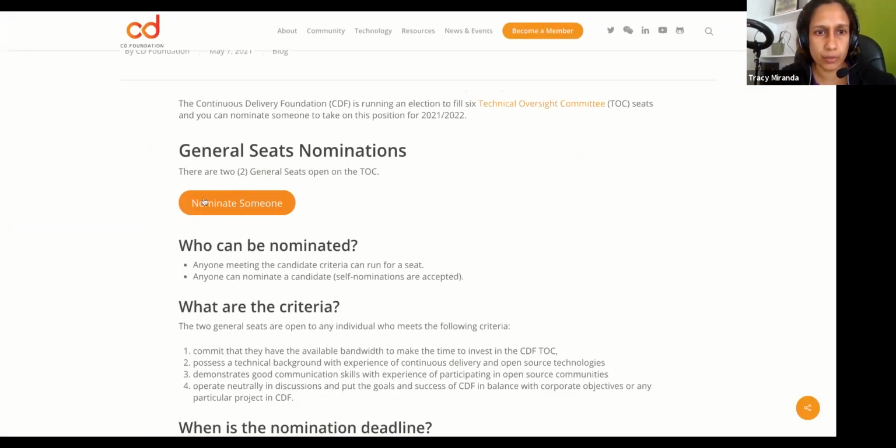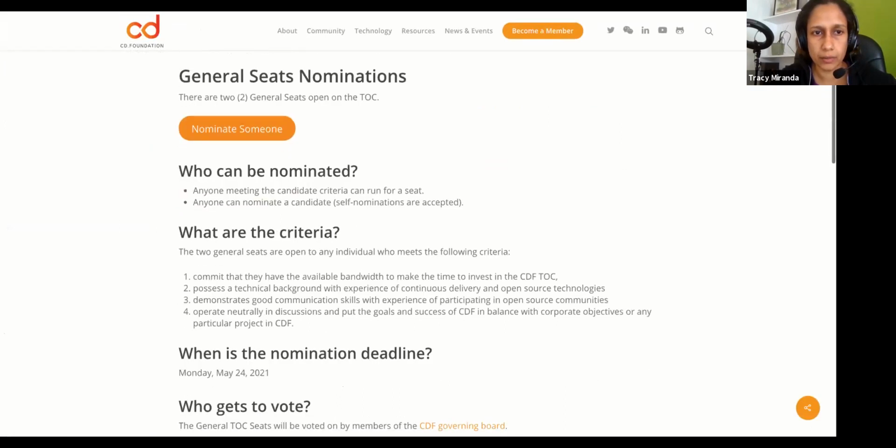So there are two general seats open on the TOC, and these are pretty open in terms of who can be nominated. Anyone can nominate somebody, and the criteria is generally that they have some domain knowledge or technical background with continuous delivery and open source technologies. But probably more importantly, that they commit that they have the bandwidth and time to invest working with this group to meet the goals. So there's a list of criteria there on the post.